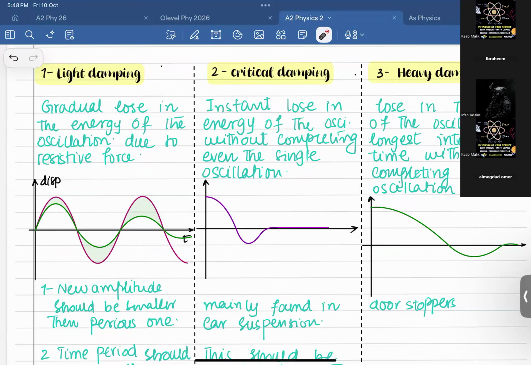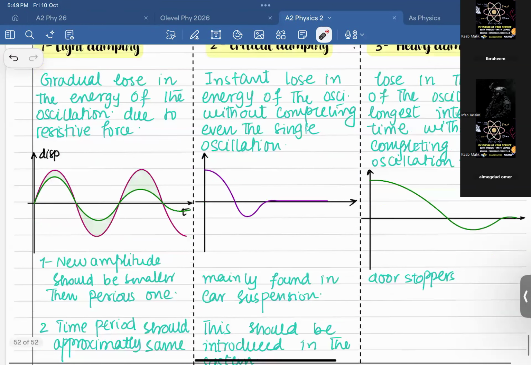So if you have the original graph without the damping, the graph looks like this, right? The one with the amplitude not changing. But in the other graph, you can see that the amplitude is changing as it is moving. So this is basically the damping graph. They ask you many times to draw the damping graph on the actual graph, so you have to draw it like that.